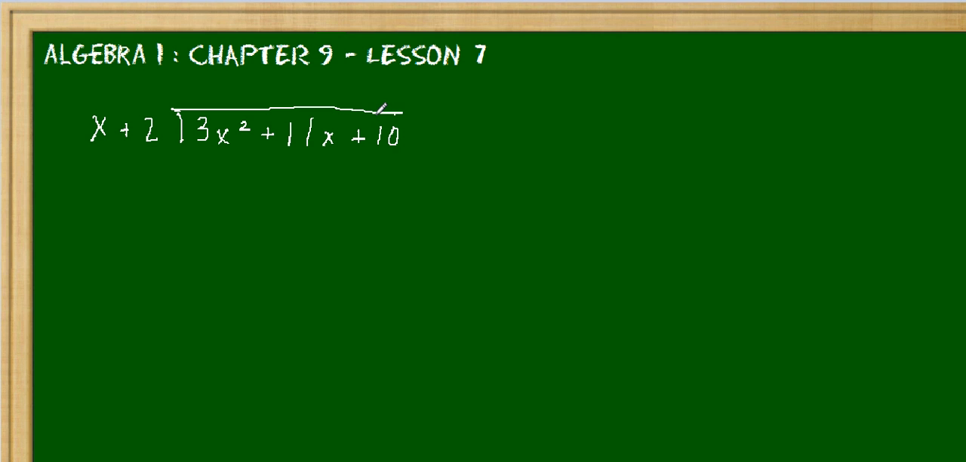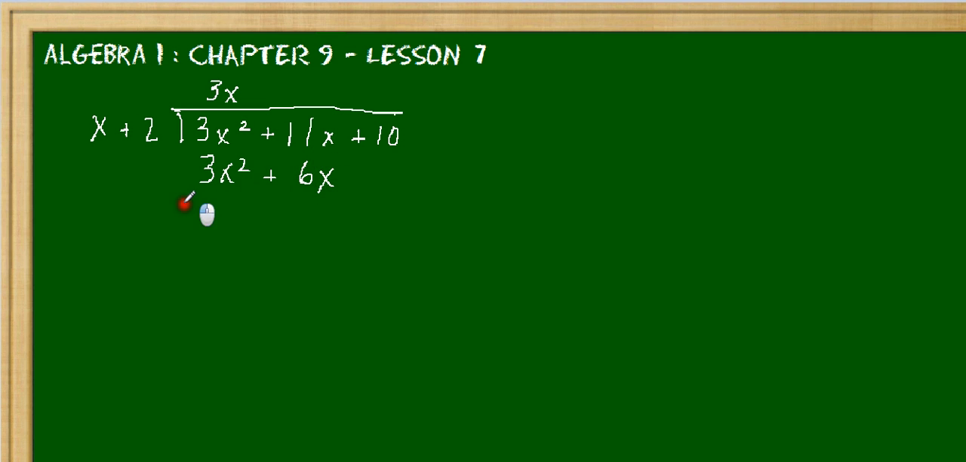Well, let's think of what we did before. Let's take our first step here. And we say, well, what do I get when I divide x into 3x squared, or what do I multiply x by to get 3x squared? And we know that answer to be 3x, right? So let's write 3x up here. Now I multiply 3x times x, and we get 3x squared. But what happens when I multiply 3x times 2? Well, I get 6x, okay? So now we have 6x.